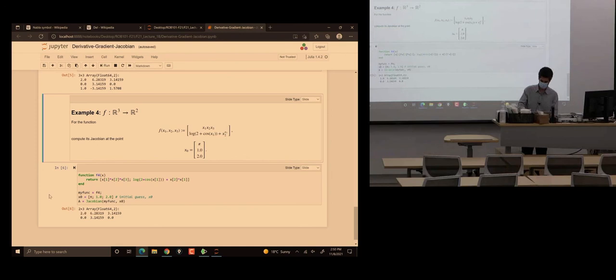So that's all for today. You can write your own function, play with this, let me know if you have any questions. And thanks for joining the lecture. Next time we will solve the root finding problem for vector valued functions.